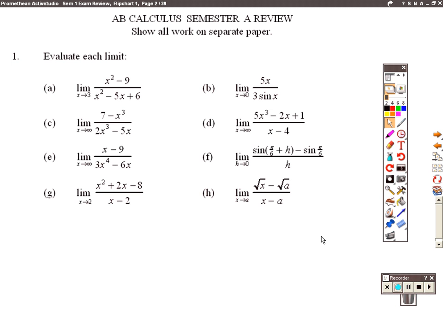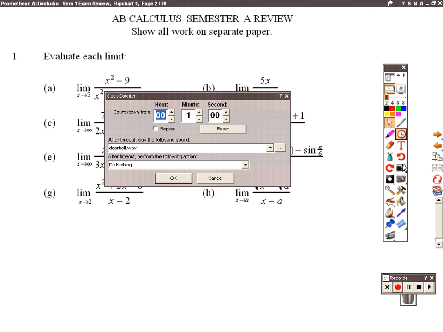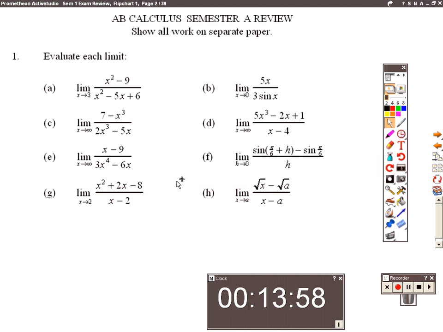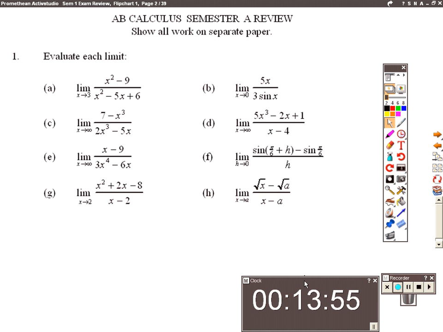Alright, this is exam review number 1, and I wanted to work out the problems for you so that you could go back and look at the problems at your own pace. I also want to set the clock for myself so I don't run over my time for YouTube. So I'm going to go ahead and start that. I'll kind of pull that out of the way.